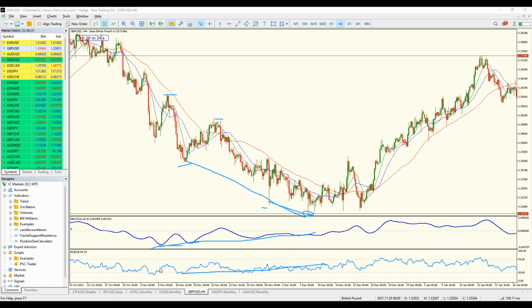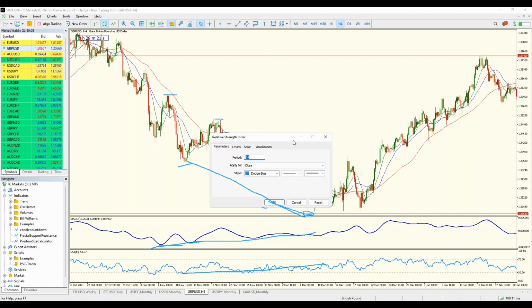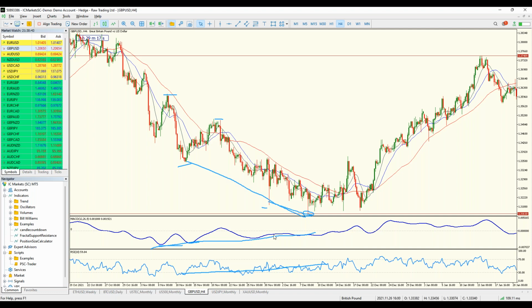I do sometimes pump that up a bit, so like 10, which pushes up the peaks and troughs to show you that there's some potential. Let's push that in there. So you can kind of see it starting to trend higher at that point.